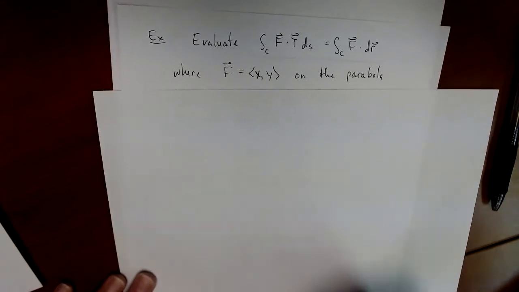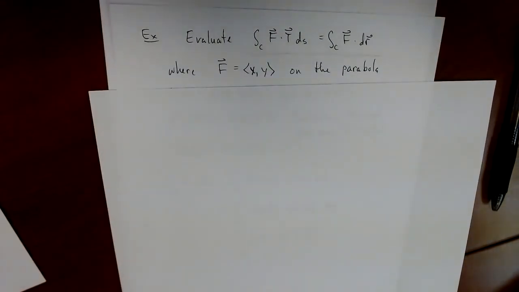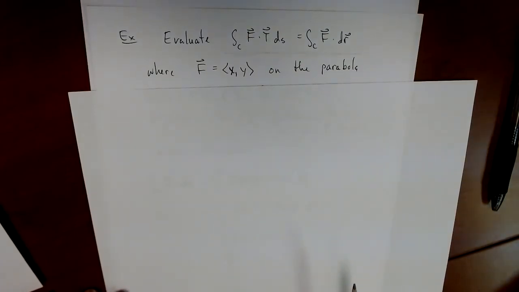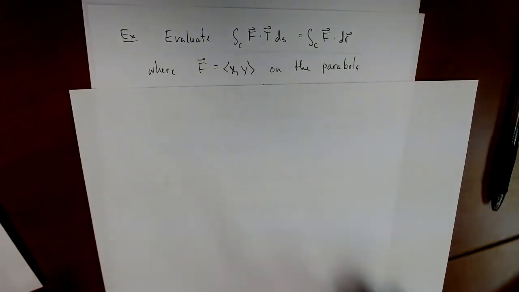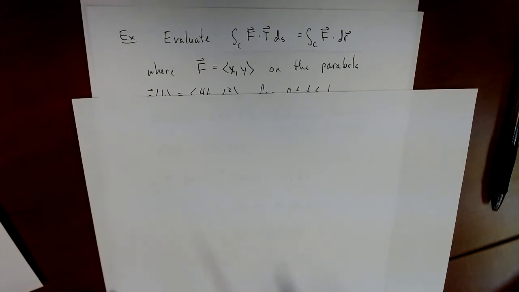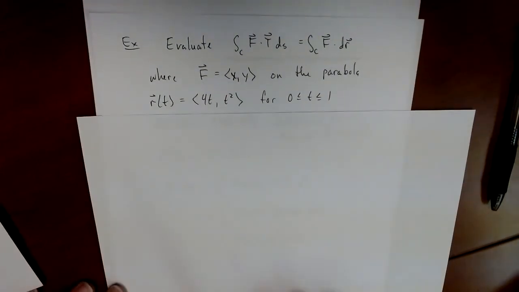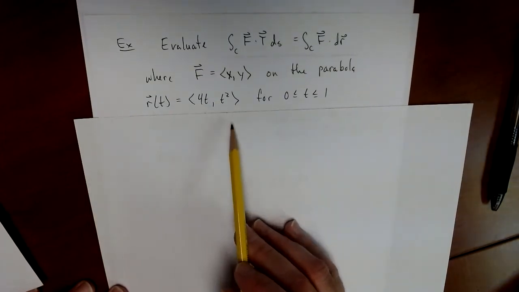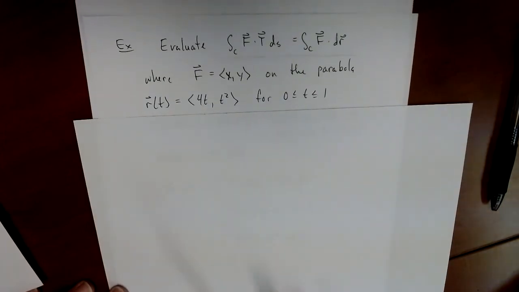xy. You might recall in the 15.1 lecture, I told you that it was really common for us to use that sort of radial field, and I'm going to use it right now, on the parabola. So my curve is the parabola with the vector form 4t, t squared, where t goes between 0 and 1.